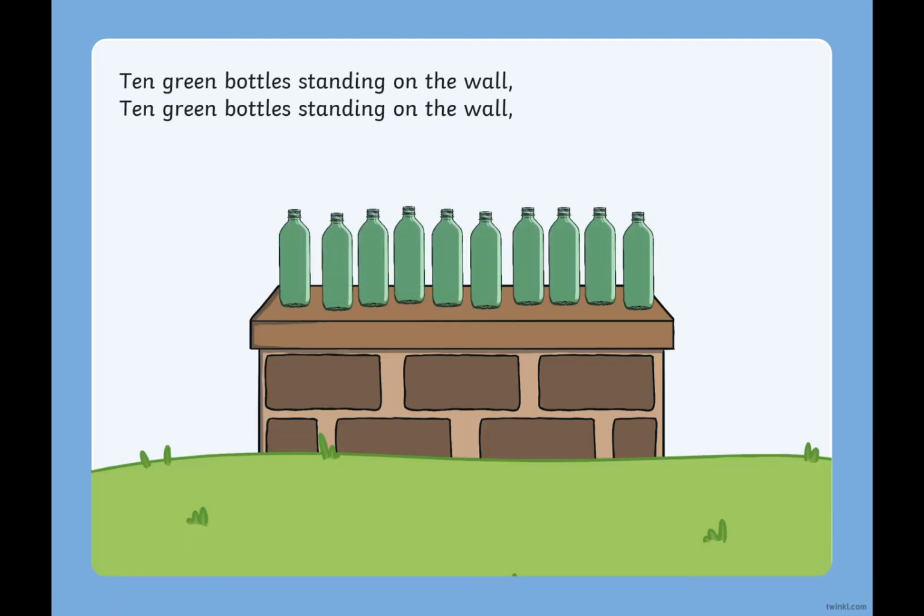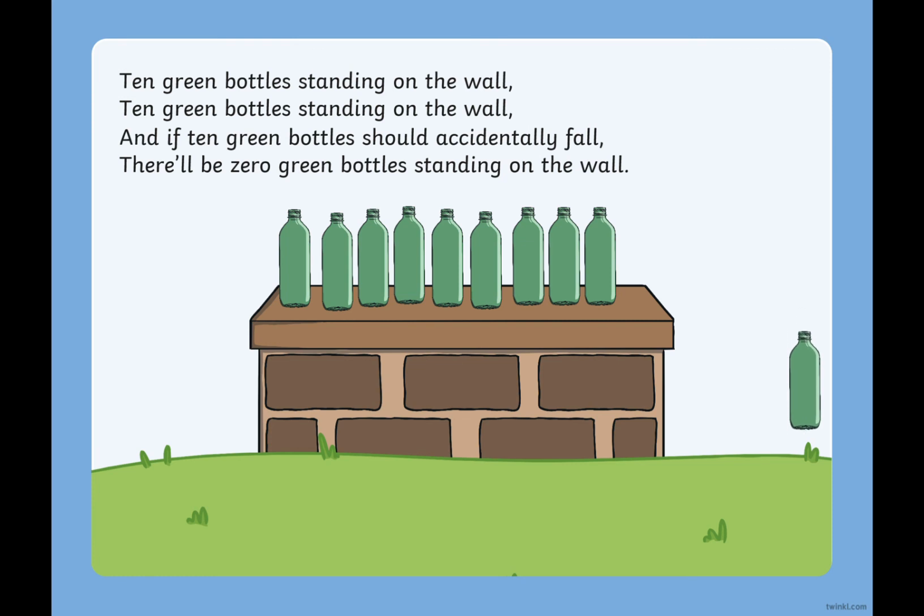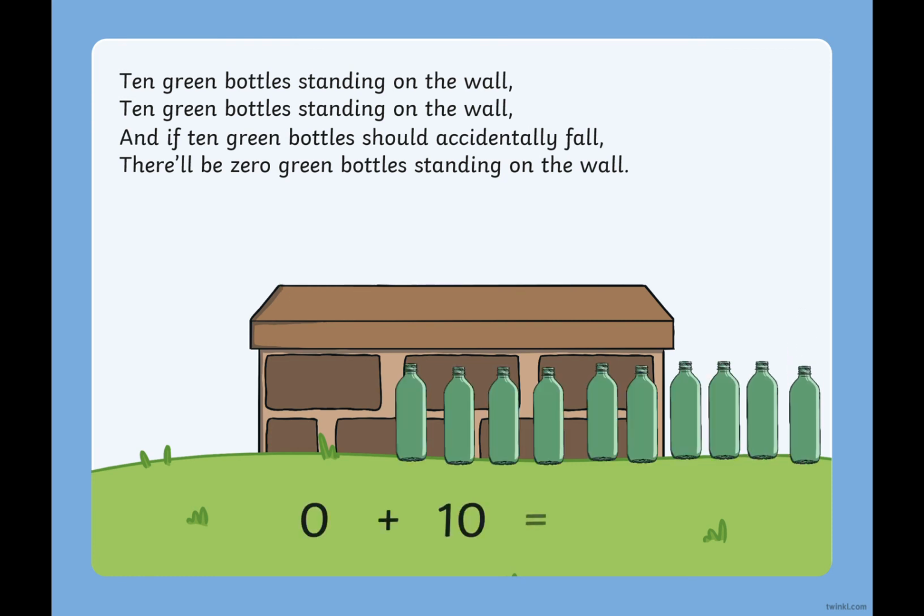Last one then. 10 green bottles standing on the wall, 10 green bottles standing on the wall, and if 10 green bottles should accidentally fall, there'll be 0 green bottles standing on the wall.